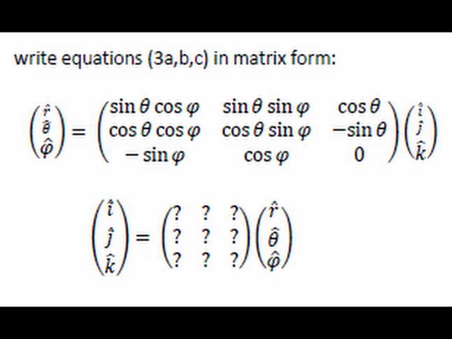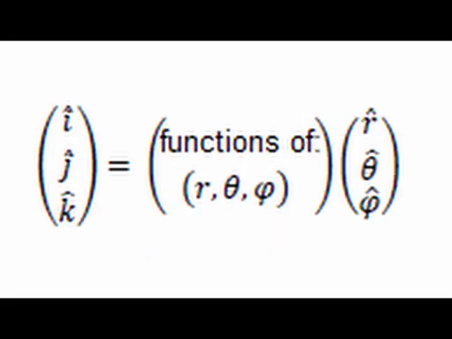And wouldn't it be nice if we could just invert this matrix? Instead of saying r hat, theta hat, phi hat are some function of i hat, j hat, k hat, do it the other way around. And this matrix expression is nothing but a quantity on the left equal to a matrix times a quantity on the right. So why wouldn't we just divide the quantity on the left by that same matrix, and then we'd have the unit vectors we're looking for, all in terms of the spherical quantities.